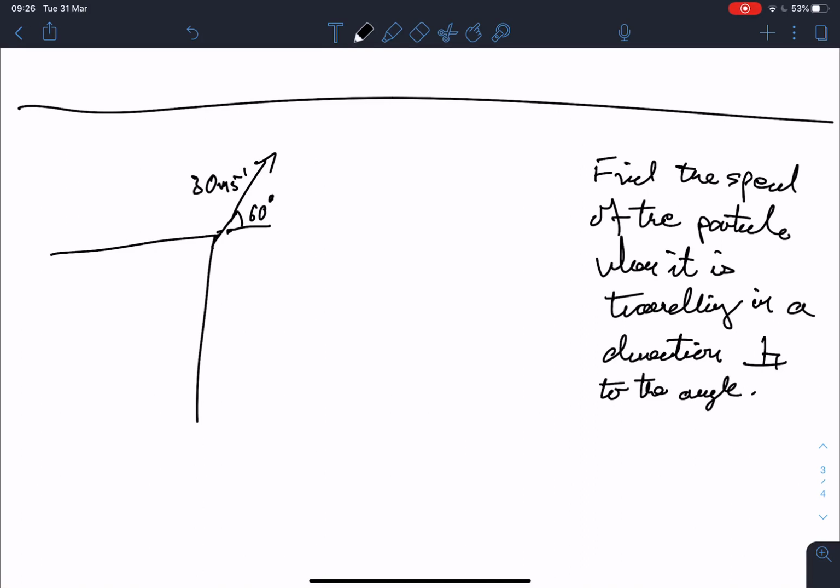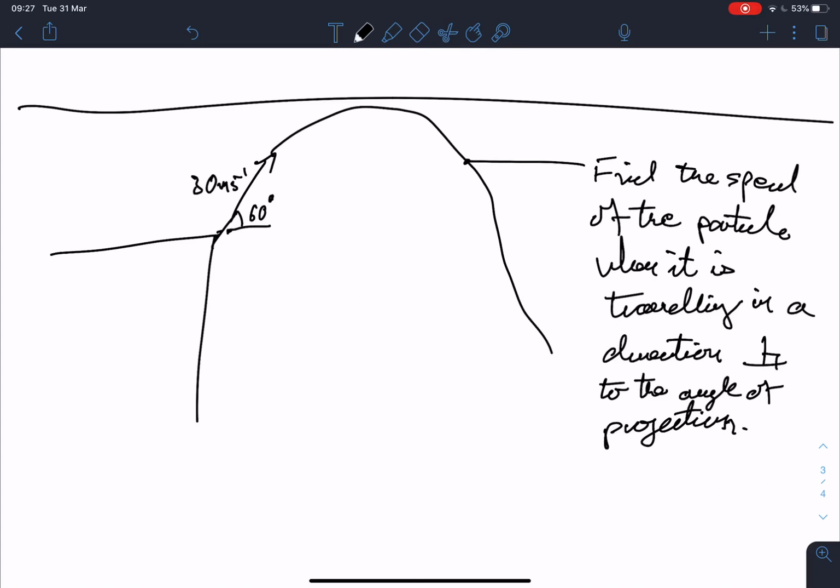Okay, the third starter for today is one of my sort of favourite questions that comes up in the exams, and we're going to develop this across the starters over the next few lessons. So if we project something from a point up on a cliff at a speed of, say, 30 metres per second at an angle, say, of 60 degrees. And the question is fairly simple.